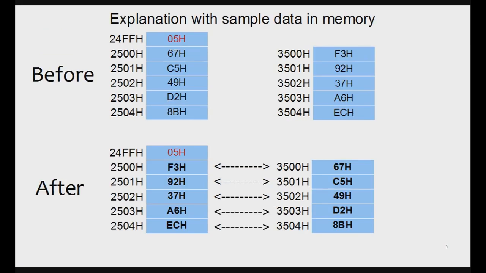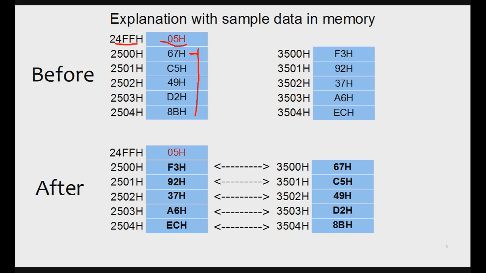Let's see the sample data. Explanation with sample data is here. Before the data, I have highlighted the length in red. That doesn't mean it is a special value. The only thing is, this value contains the length of bytes which we have to process, that we have to remember. So the length is 5, and we have to exchange this data.